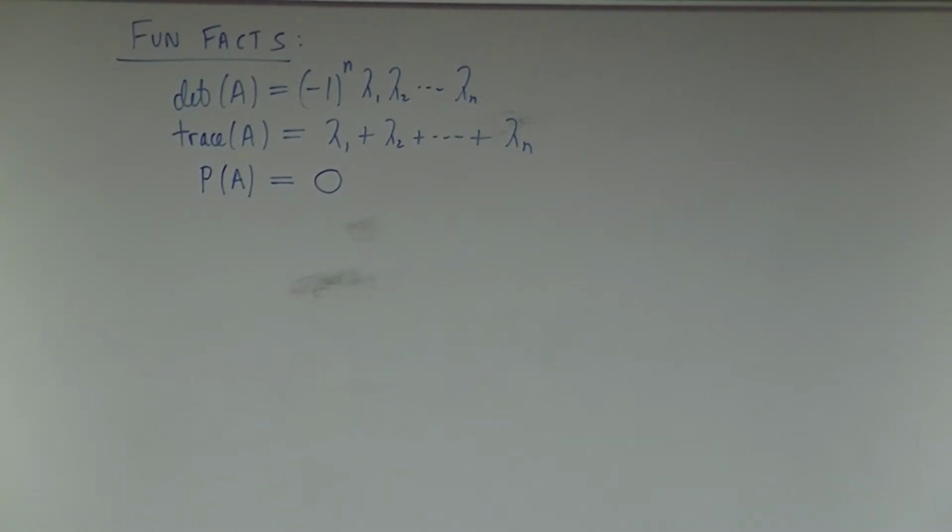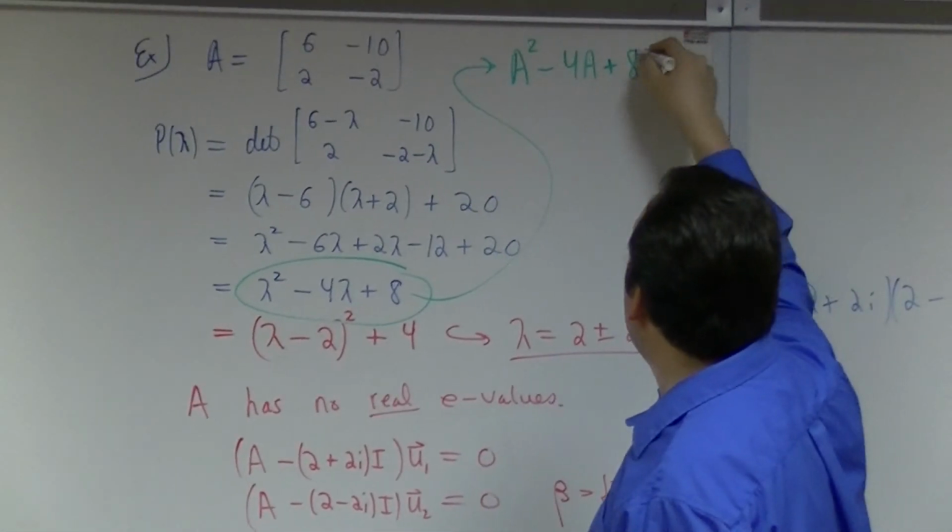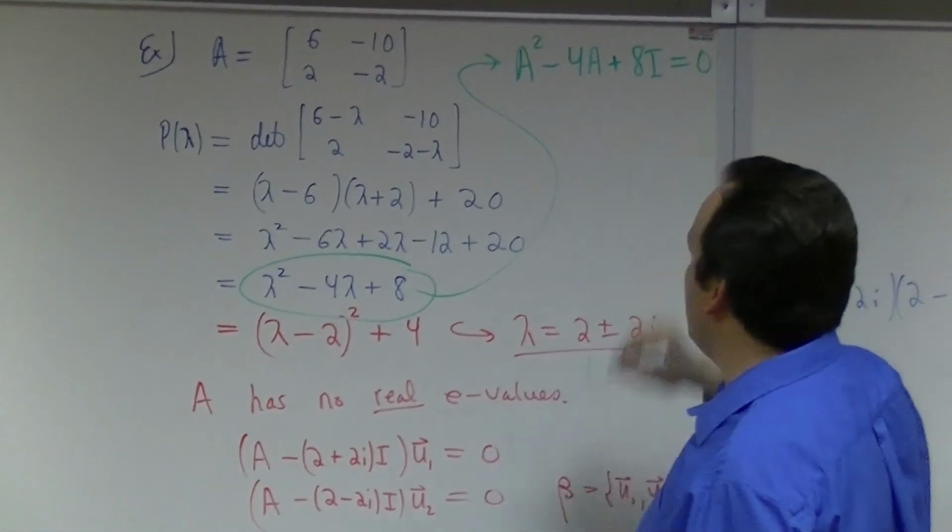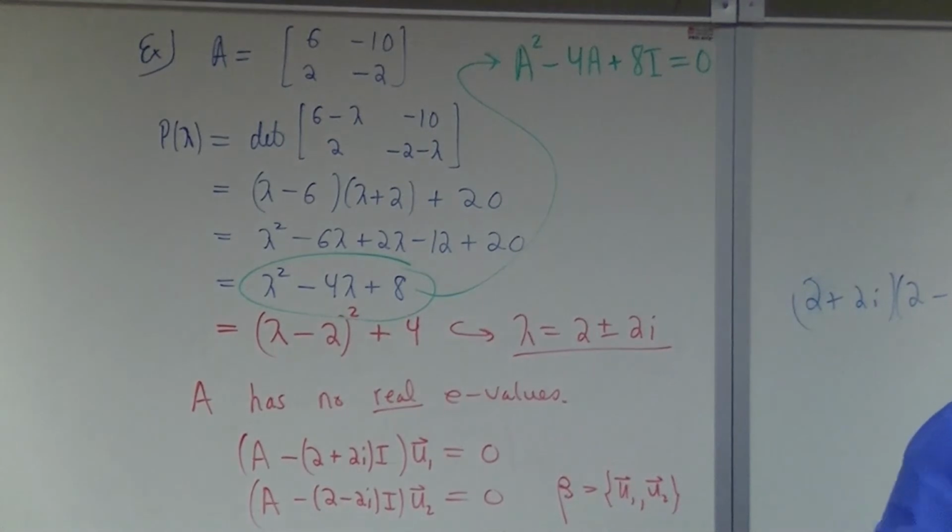So as it applies to this example, it would say that there's an identity here. A squared minus 4 times A. And you can't add 8 to a matrix, right? So 8 is understood to be plus 8 times the identity matrix. That's 0. That's an identity.